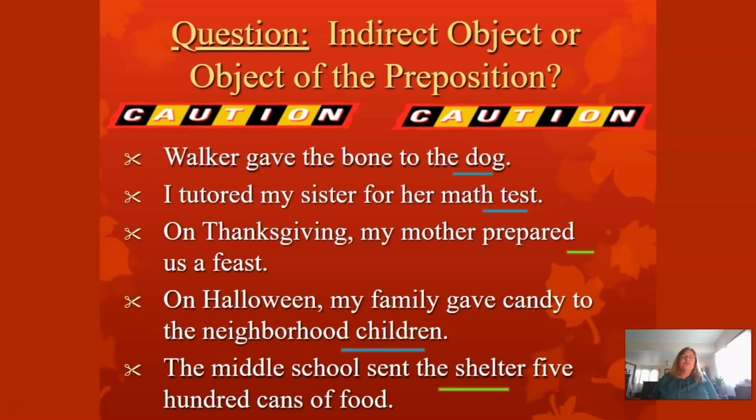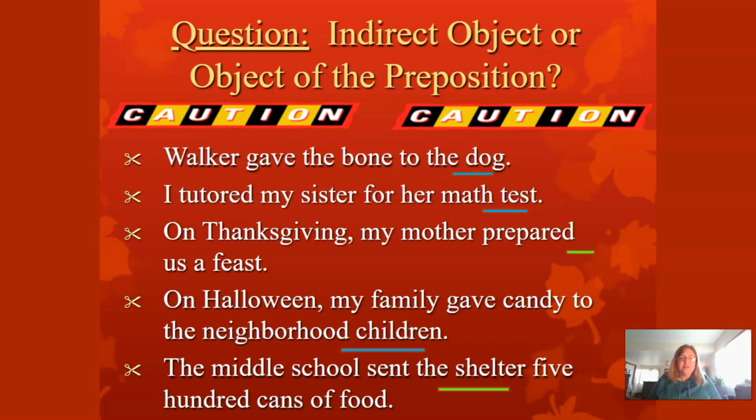So Walker gave the bone to the dog. The verb is gave. Do we have an indirect object? I tutored my sister for her math test. Tutored is our verb. Look for the direct object. Do we have an indirect object? On Thanksgiving, my mother prepared us a feast. Prepared is your verb. Figure out what was prepared. Do you have an indirect object? On Halloween, my family gave candy to the neighborhood children. Gave is the verb. Figure out what was given. That's your direct object. And then decide if there's an indirect object.